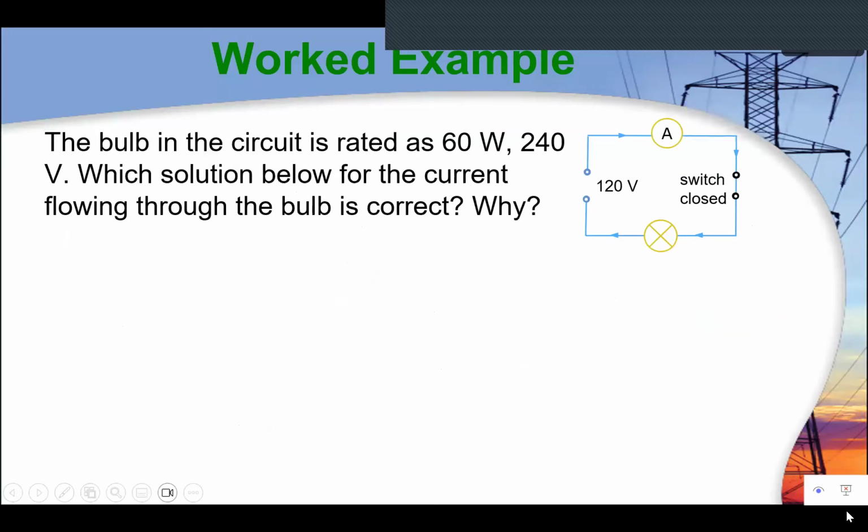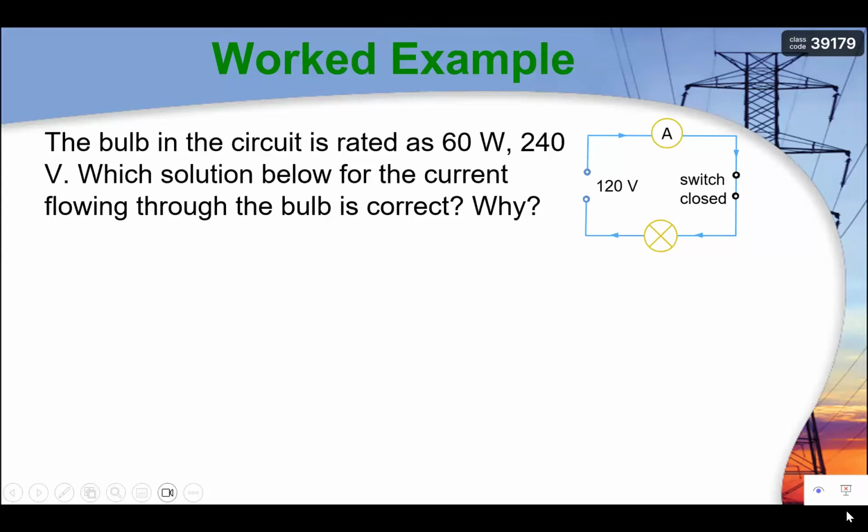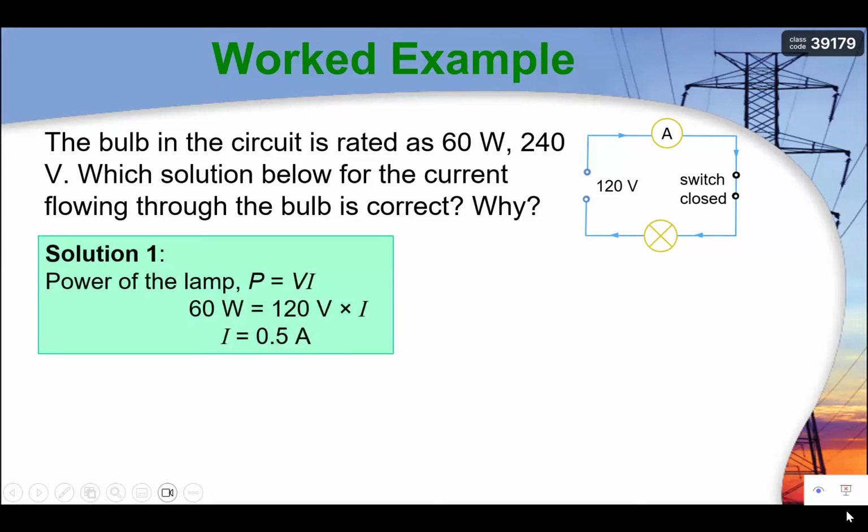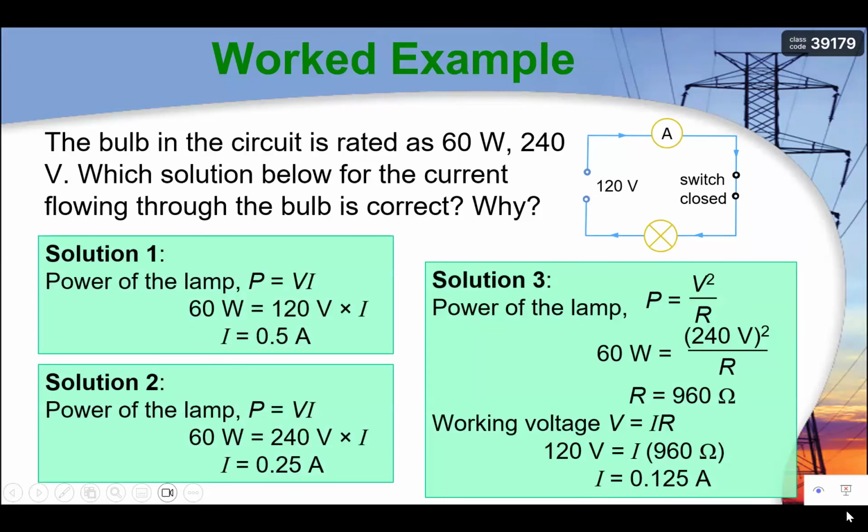Okay, next one. I have a light bulb rated at 60 watts, 240 volts. So this light bulb will work best at 240 volts and has a power of 60 watts. Which solution below for the current flowing through the light bulb is correct? I have three possible solutions. For the first one and the second one, I'm just going to use power equals VI. I'm going to use the power of the light bulb, 60 watts, and then the voltage.